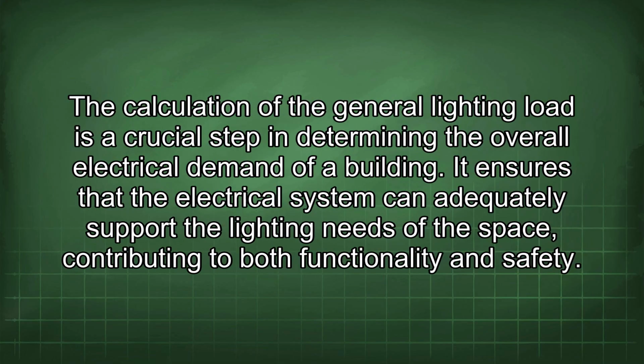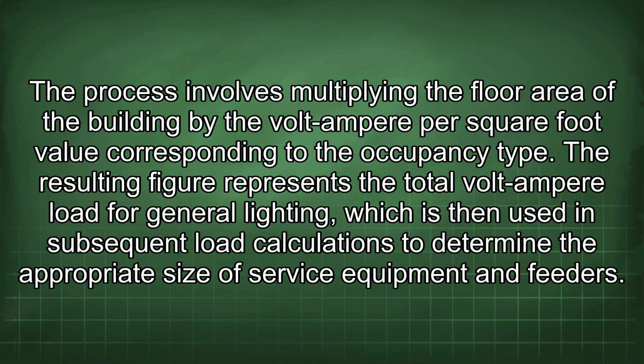The calculation of the general lighting load is a crucial step in determining the overall electrical demand of a building. It ensures that the electrical system can adequately support the lighting needs of the space, contributing to both functionality and safety. The process involves multiplying the floor area of the building by the volt-ampere per square foot value corresponding to the occupancy type. The resulting figure represents the total volt-ampere load for general lighting, which is then used in subsequent load calculations to determine the appropriate size of service equipment and feeders.